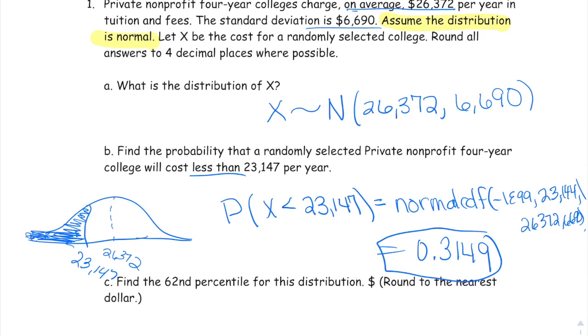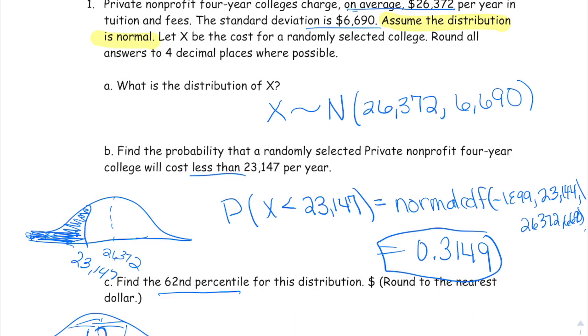Now in part C, it says find the 62nd percentile for this distribution. Remember percentiles tell us the percentage less than a value. If I draw my graph here, here's the mean. I know that 50% is to the left of the mean, so it's going to be an additional 12% there. What I'm looking for is this X value so that this area under the curve is 0.62. That's what percentile means: the percentage less than, which we can equate to the area under the curve.